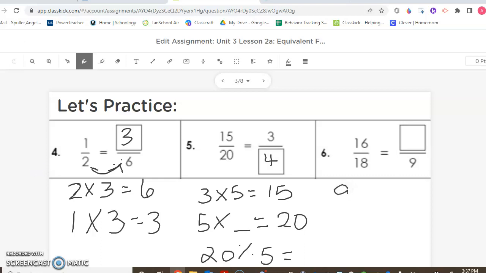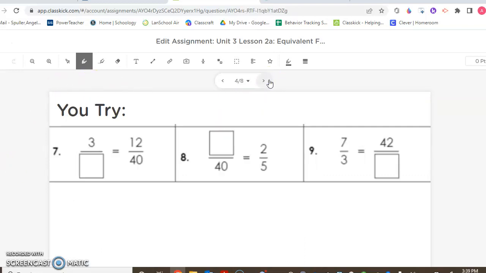Okay, here we go again. So 9 times 2 equals 18. Well, something times 2 equals 16. Okay, so if I stop and think about what times 2 is 16, well, I can count by 2s and I can find out that 8 times 2 is 16. So 8. All right. Now, it's your turn to try. Go ahead and pause the video and work these 3 out, and then come back and see if you got them right.